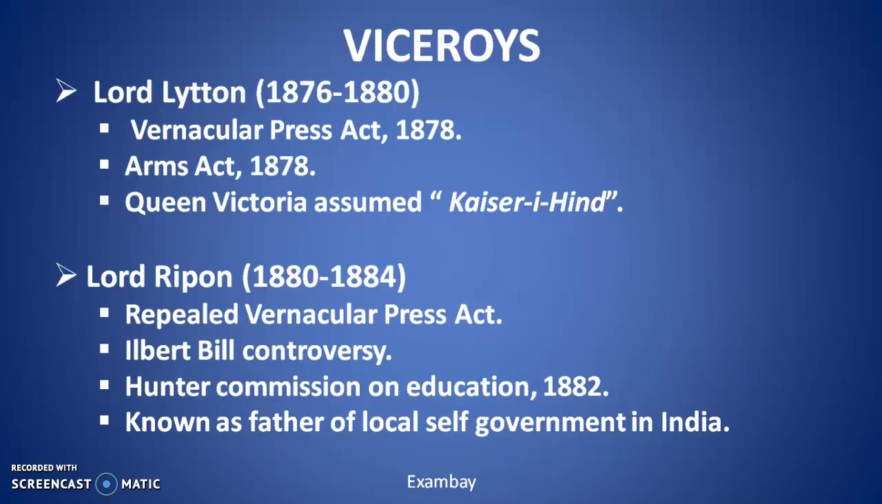Okay, then under his reign, the Ilbert Bill controversy arose. So who was the viceroy when the Ilbert Bill controversy happened? Lord Ripon. The Hunter Commission on Education came in 1882. Okay, and he was known as the father of local self-government in India.